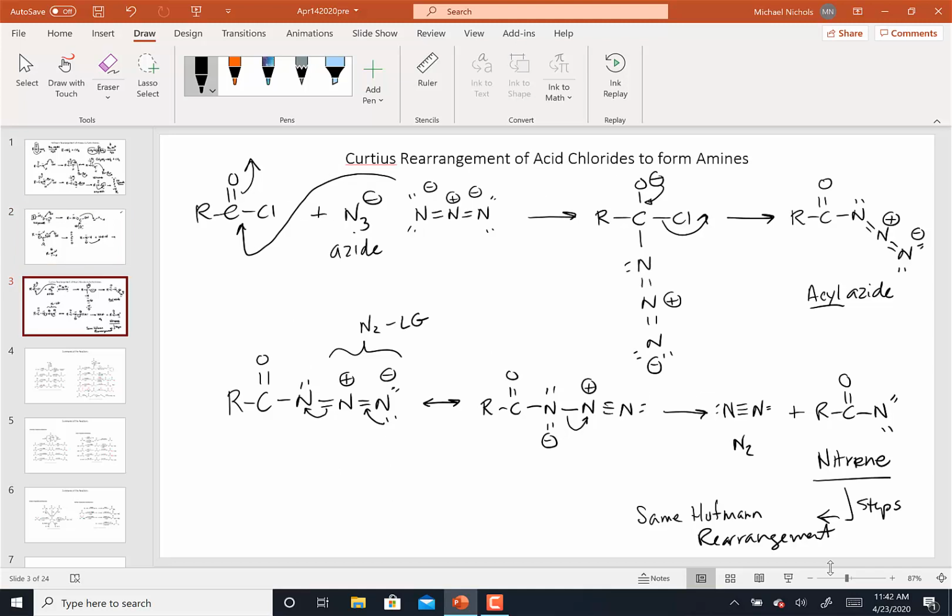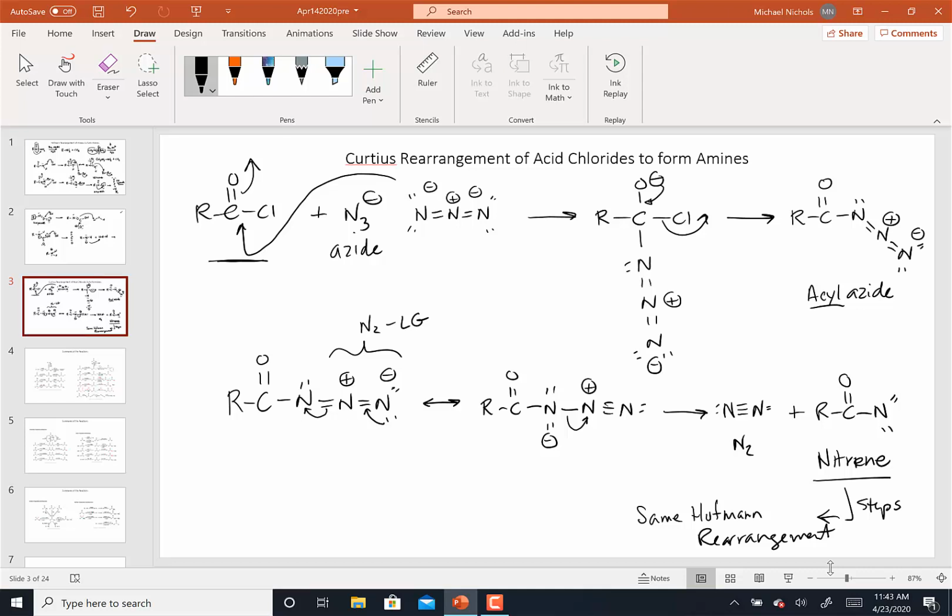So the Curtius rearrangement is a little bit more preferred, as the textbook says, simply because it doesn't require a lot of heat. You can do this under milder conditions. You just have to react the more reactive acid chloride with azide in order to then make the acyl azide, which will lose nitrogen gas. And so in the final product, these are going to give basically the same product.